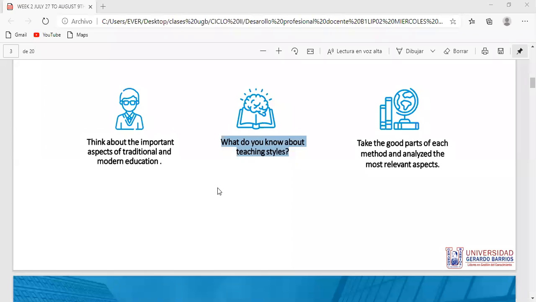In the last class, we were talking about five teaching styles. Do you remember them? We were mentioning authority, delegator. What else? Demonstrator. What else? Facilitator.